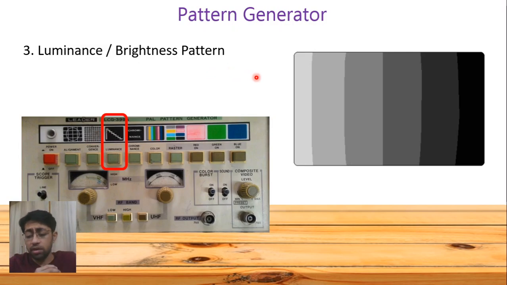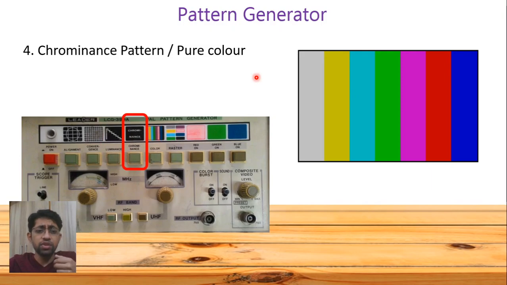Let us move to the next one. Next one is nothing but the chrominance pattern or color pattern. Now here it is called, I have to say, a pure color pattern, because in the chrominance signal there is pure color, no luminance is present. That we will see in a few minutes.